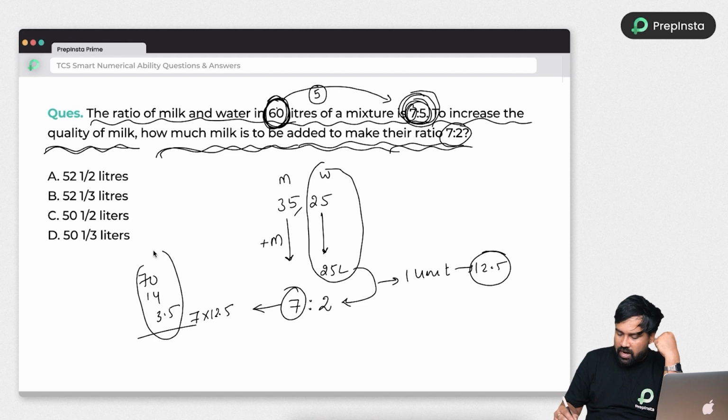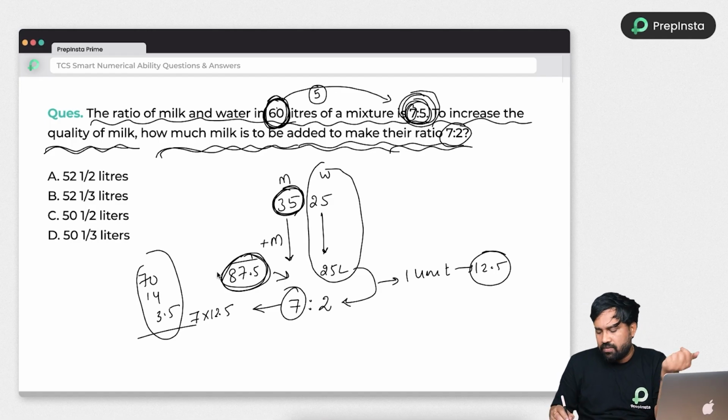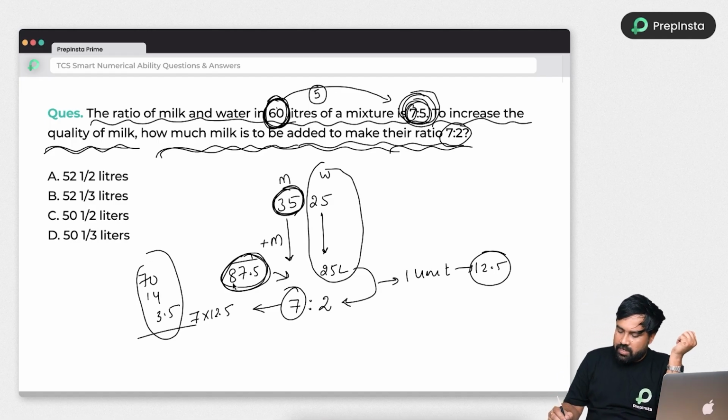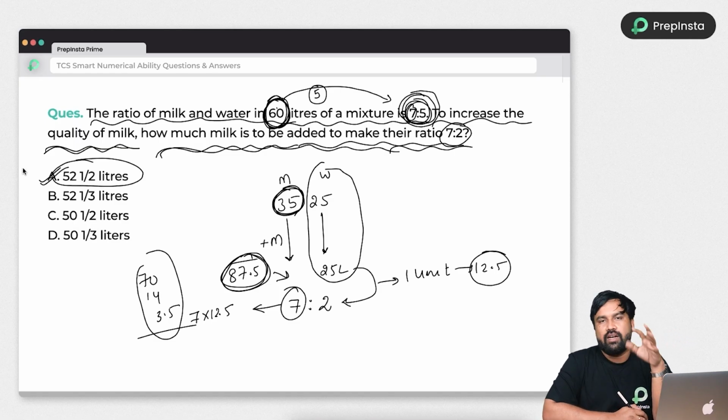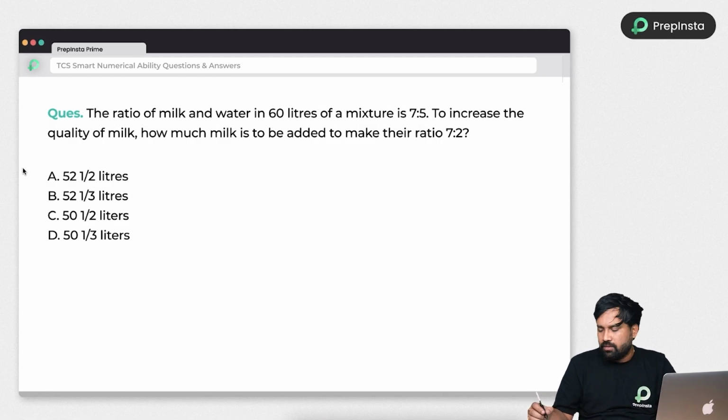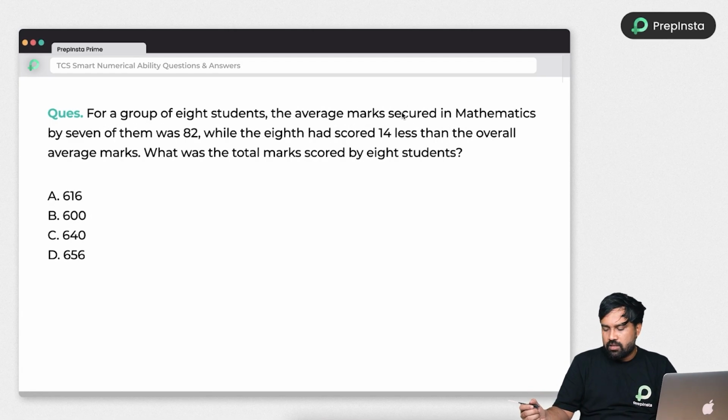So you have to add this, which is nothing but 87.5. So earlier the milk is 35, now it is 87.5. So how many liters of milk is added? Very simple. If you subtract 35, it's 52.5, which means 52 and 1 by 2 liters. Very simple. Even I don't have to explain, it's a basic problem on ratio and proportions.